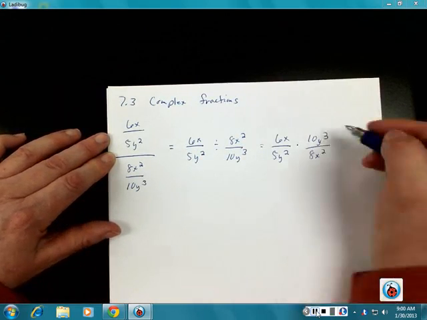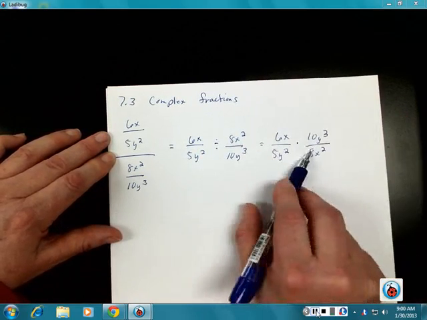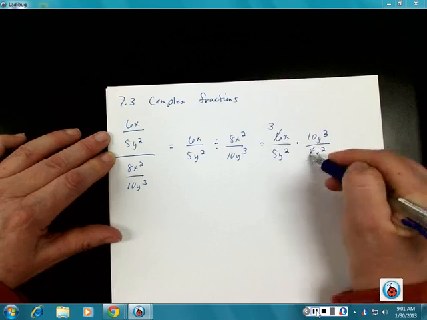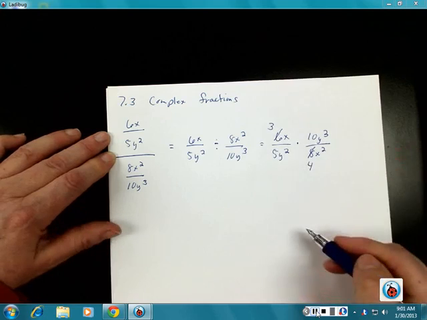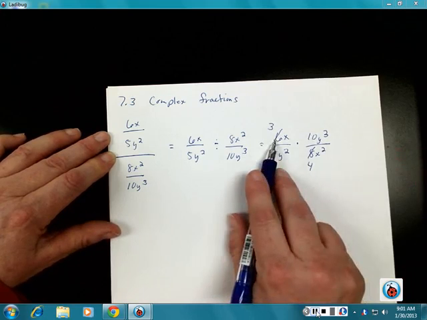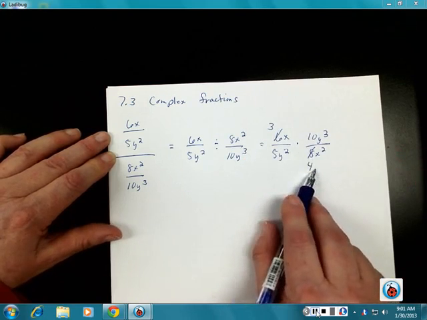So what can we say cancels in here? If I look at 6 and 8, I can put a 2 into 6 and I can put a 2 into 8. We okay so far? 2 into 6 went 3 and 2 into 8 went 4. Okay, so no, we don't want a 2 up there.